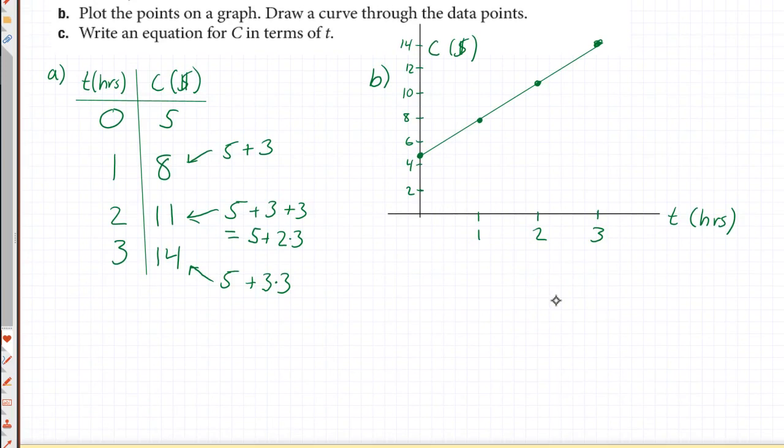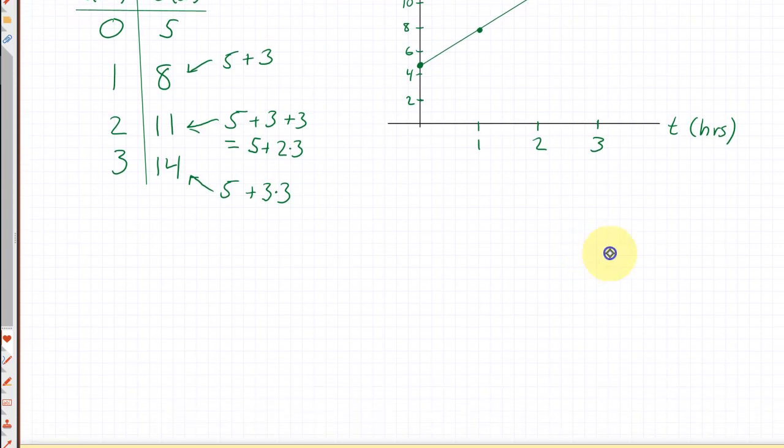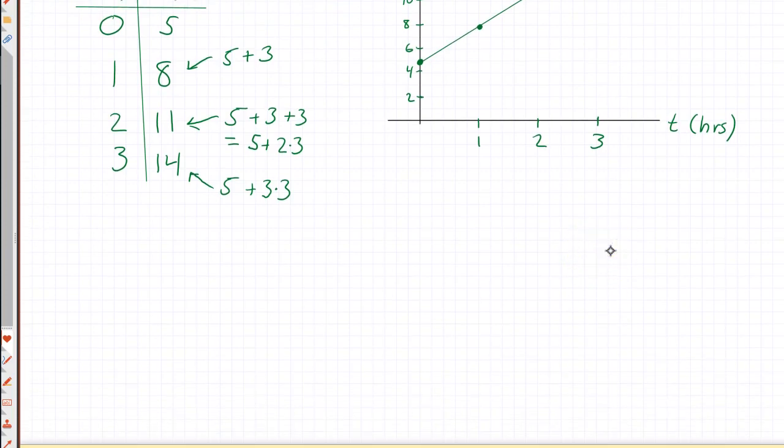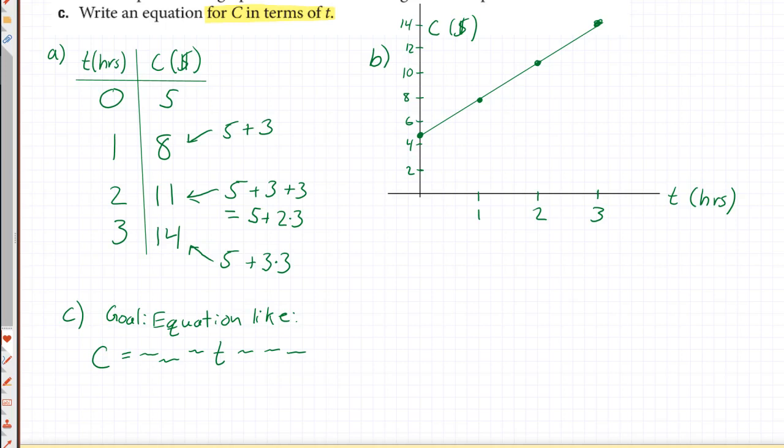So now let's write an equation for c in terms of t. Now this is an important bit of terminology I want to focus on here, which is what does it mean for an equation to be written for c in terms of t? So in general, for c in terms of t means you want to have c by itself on one side and then equals, so that there's some big expression on the other side with some math that just tells you what to do to t in order to get c.